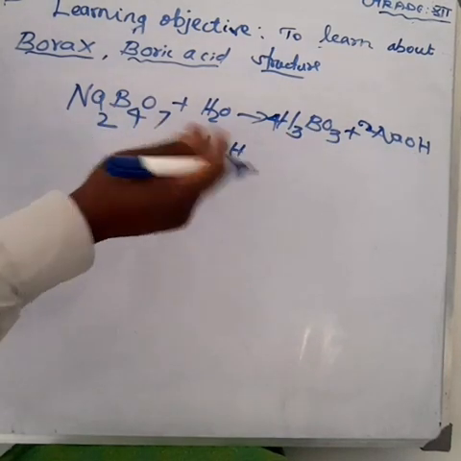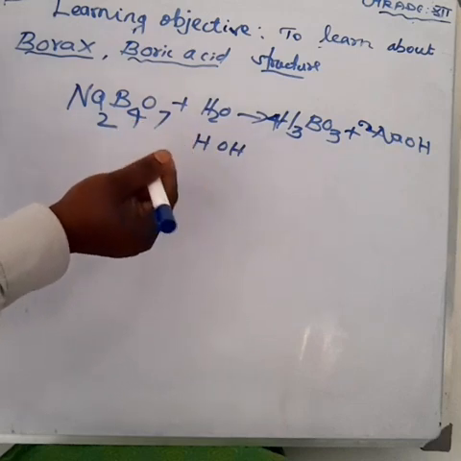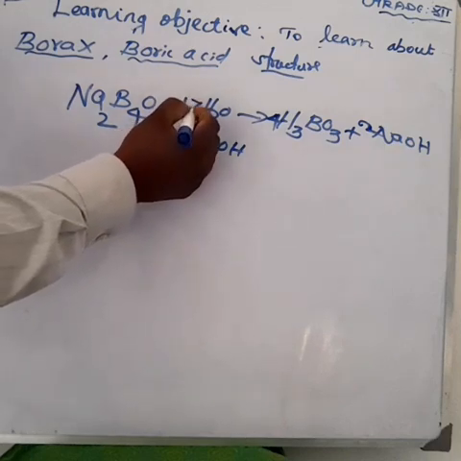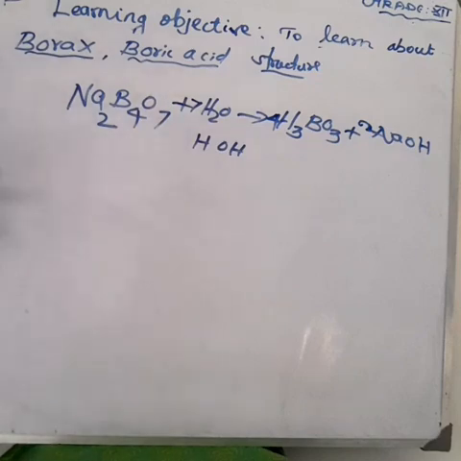4 3s are 12. 12 plus 2, how much? That is 14. So if you make 7 here, 7 into 2 is equal to 14. Yes or no? Okay.